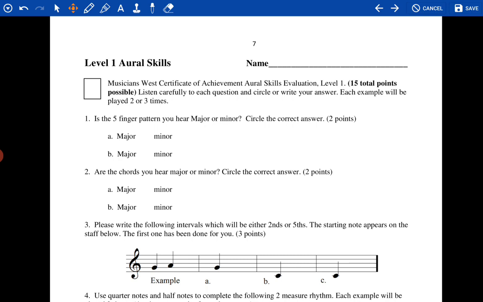Now listen carefully. I'm going to play for you some 5-finger patterns, major and minor, and I'm going to pause before giving you the right answer. That's going to be your practice. Listen to the first one. How does it feel? Does it feel happy, sunny, or does it feel cloudy and sad? This one was actually major, which is happy and sunny.